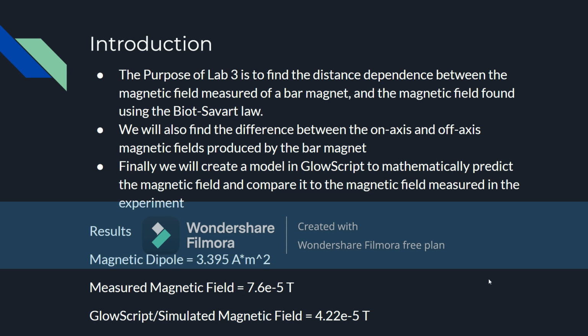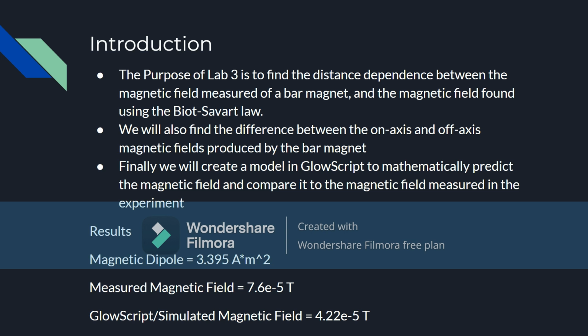Introduction. The purpose of Lab 3 is to find the distance dependence between the magnetic field measured of a bar magnet and the magnetic field found using the Biot-Savart law. We will also find the difference between the on-axis and off-axis magnetic fields produced by the bar magnet. Finally, we will create a model in GlowScript to mathematically predict the magnetic field and compare it to the magnetic field measured in the experiment.